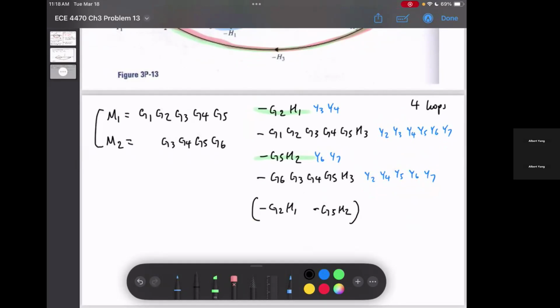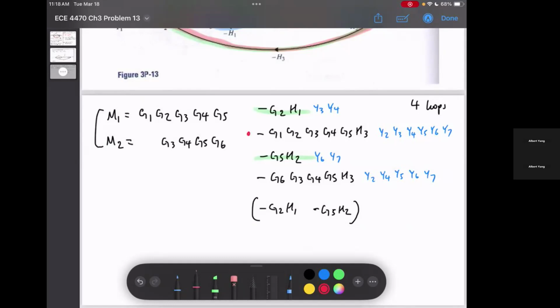And then let's check the third one, so that's this one. This one also has y4, so it's not going to be a non-touching pair. Then you would start with the second one, and then you compare to anything below that.